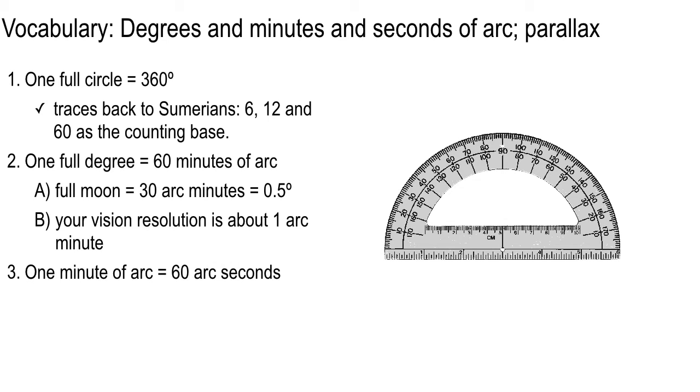Well, if you divide that up, as you might expect, you can divide it up equally into 60 parts, and those are called arc seconds. Right? And an arc second is a 60th of a minute, so a 3600th of a degree.